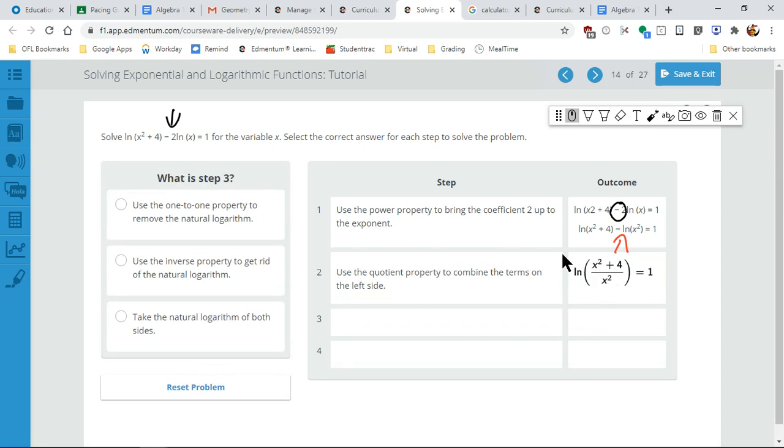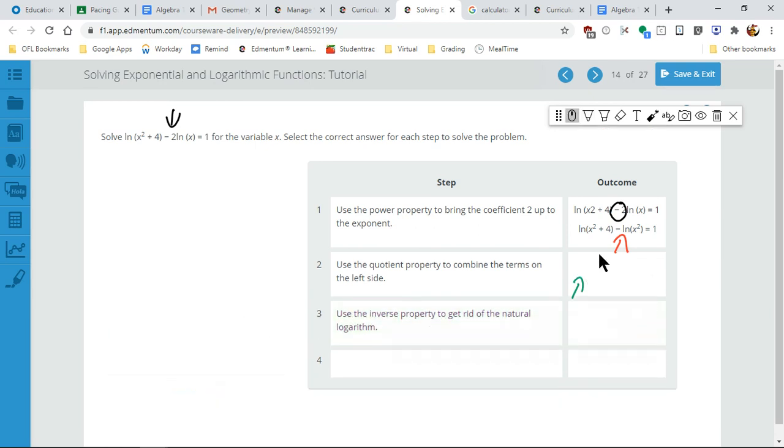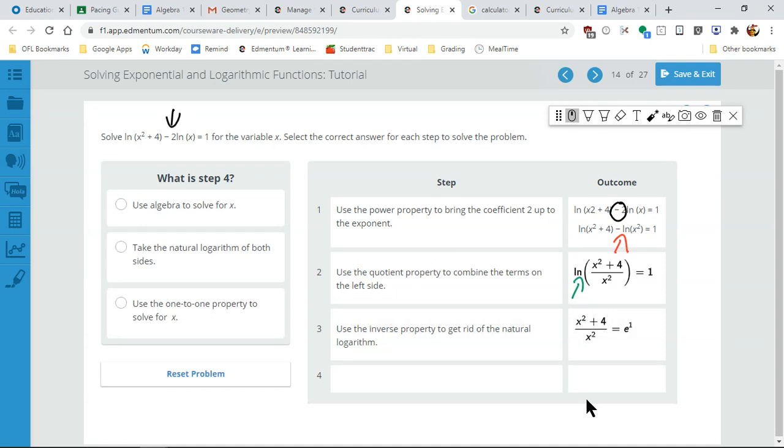Now, let's see what they do. Oh, they call it the inverse property. I hate that they call it the inverse property. I'm like, I want to get rid of this ln. So I want to e both sides. I want to base it by e. How am I going to get rid of that? I'm going to get rid of this here by basing it by e. They say just use the inverse. So we're going to do the inverse. Cool. Now we have this.